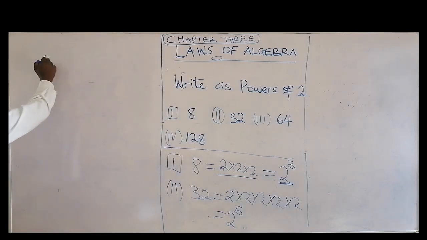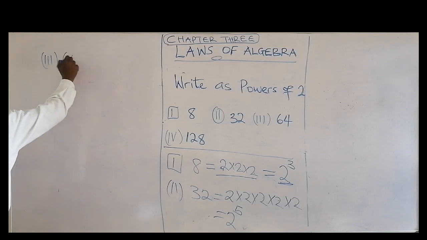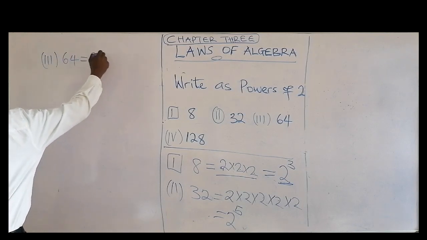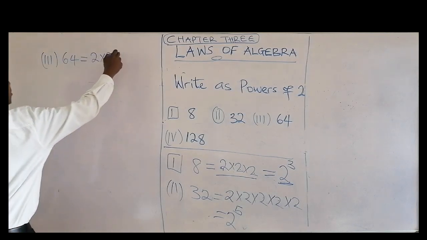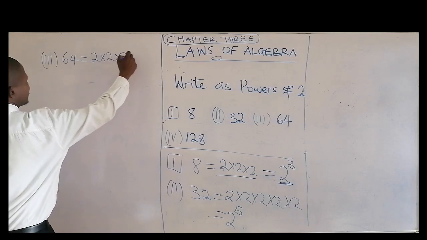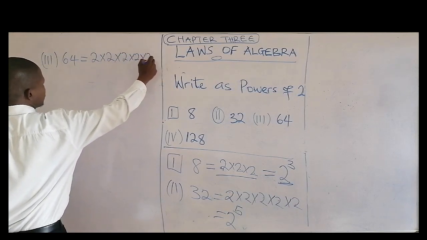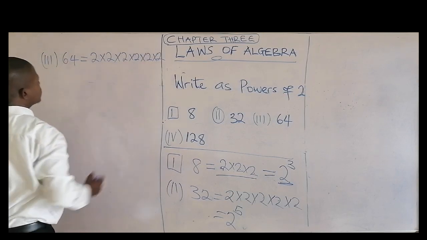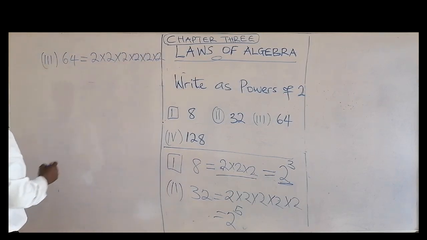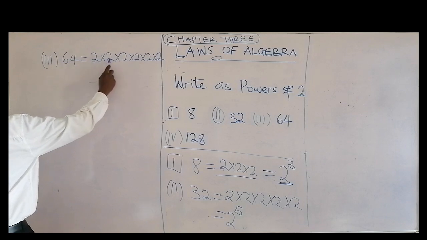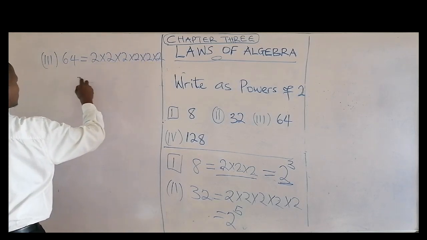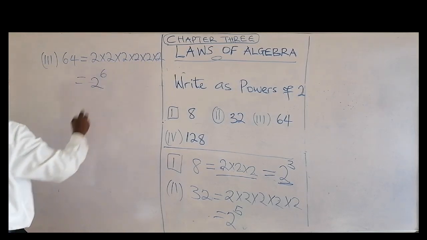The third one, 64. That will be 2 times 2 times 2, that's 8, times 2, that's 16, times 2, that's 32, times 2, that's 64. Then you count it. 1, 2, 3, 4, 5, 6. That's 2 to the power 6.